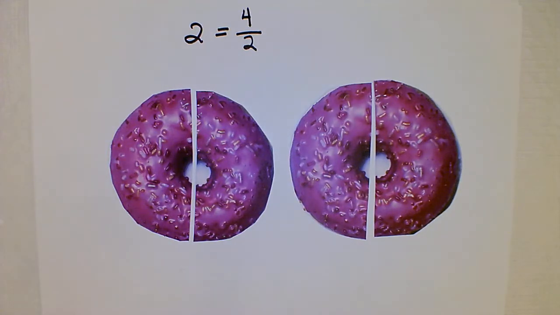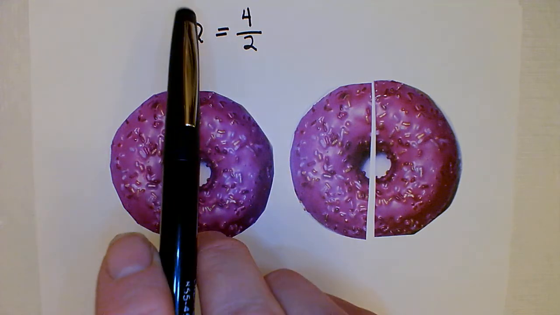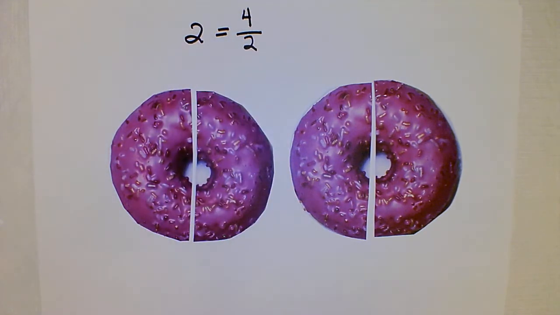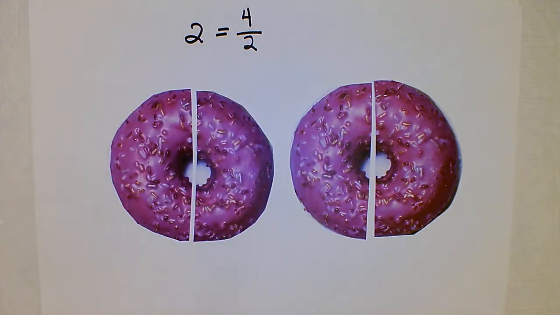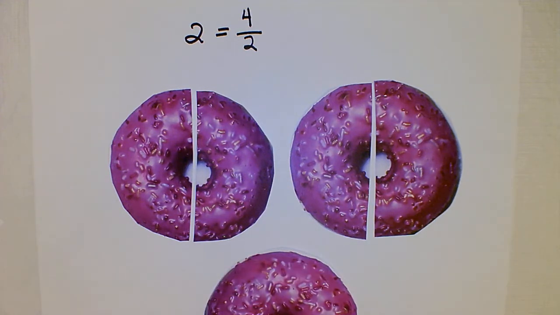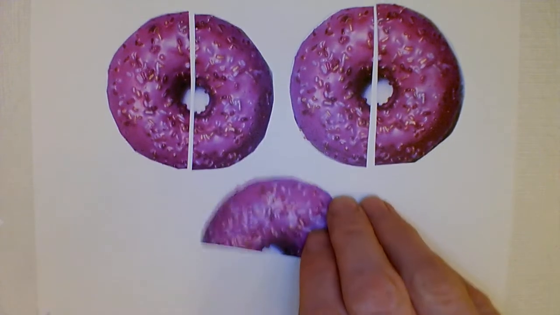Now, for the most part, we are not dealing with taking a whole number and turning it into a fraction. We have not been doing that. That has not been our goal. So I don't want to focus on this particular one. What I want to focus on with you is what happens when we take a mixed number and turn it into a fraction greater than 1. So let's throw another half of a donut in there. So now what do we have?